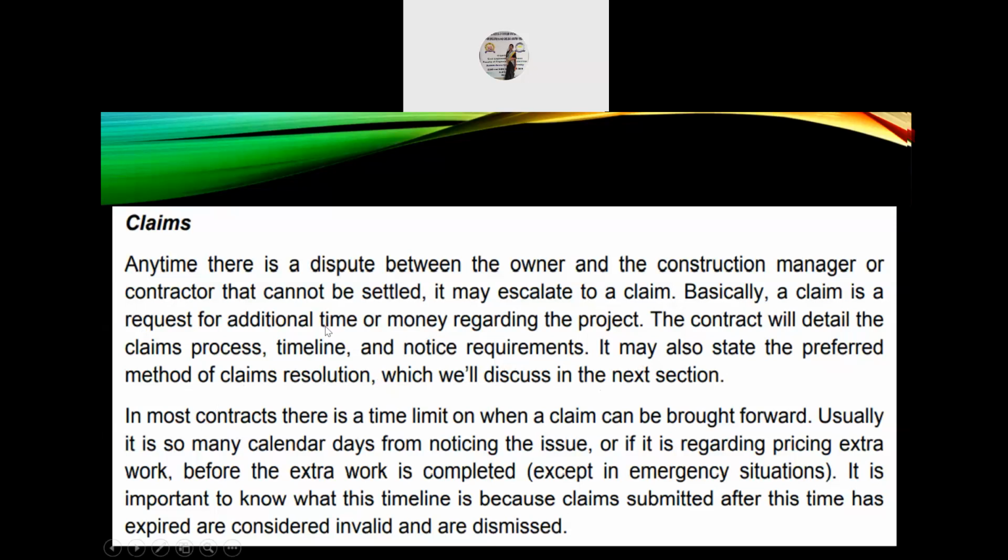So in most contracts, there is a time limit on when a claim can be brought forward. Usually it is so many calendar days from noticing the issue, or if it is regarding pricing extra work, before the extra work is completed, except in emergency situations. It is important to know what this timeline is, because claims submitted after this time has expired are considered invalid and are dismissed.